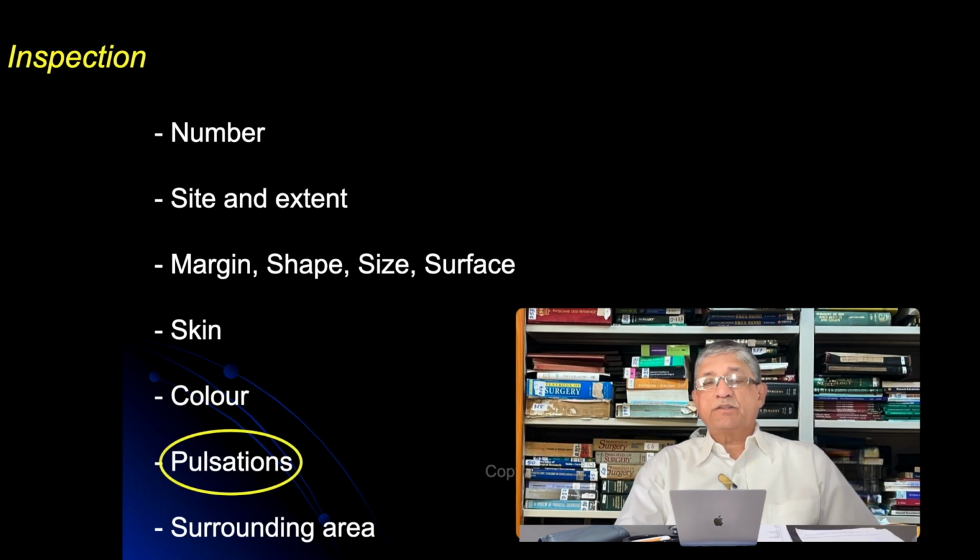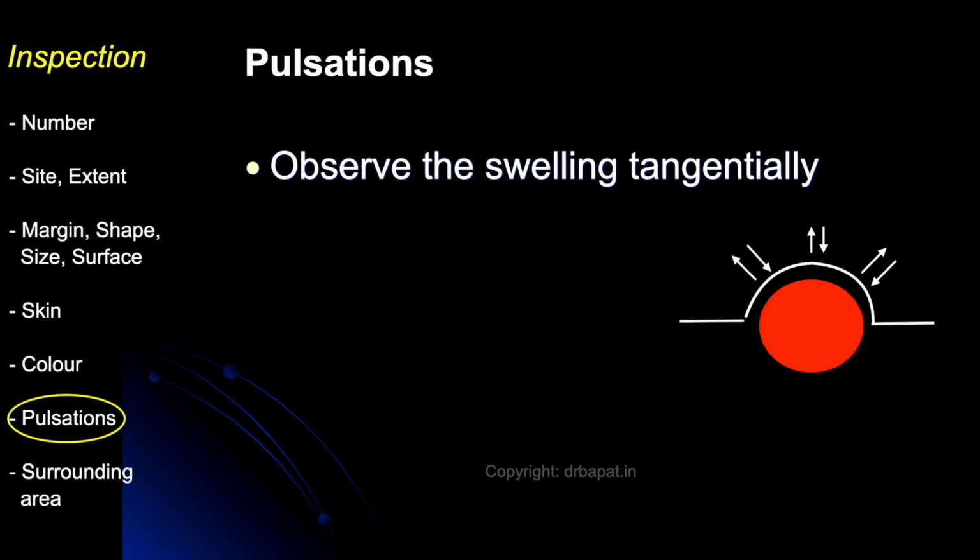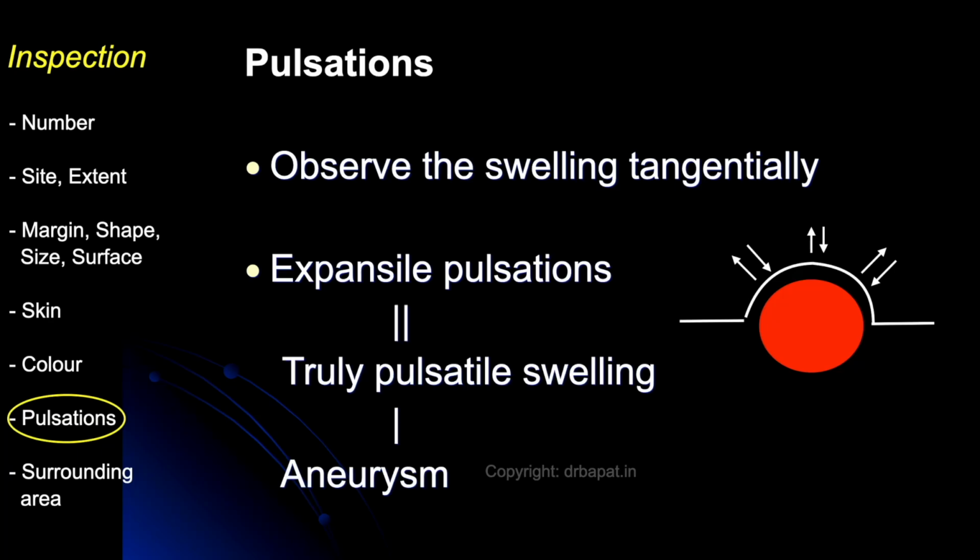Does the swelling appear to be pulsatile? The best way to notice pulsations is to observe the swelling tangentially. Pulsations are said to be expansile when the swelling expands equally in all radial directions. Such a swelling is called a truly pulsatile swelling, and the classic example is aneurysm.